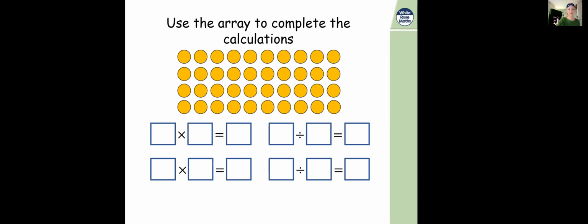Here's another one. Use the array to complete the calculations. Again, we've got some multiplication questions, sums, and then some division sums. So let's start with the multiplications again. Pause me now and have a think what you think those 4 sums might be.